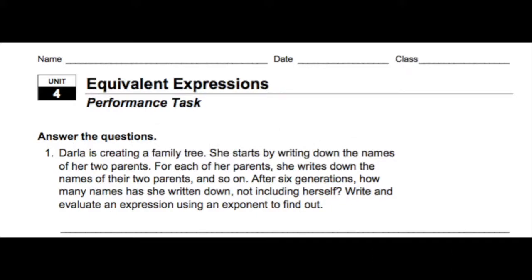Unit 4, Equivalent Expressions, Performance Task. Question 1. Darla is creating a family tree. She starts by writing down the names of her 2 parents. For each of her parents, she writes down the name of their 2 parents, and so on. After 6 generations, how many names has she written down, not including herself? Write and evaluate an expression using an exponent to find out.